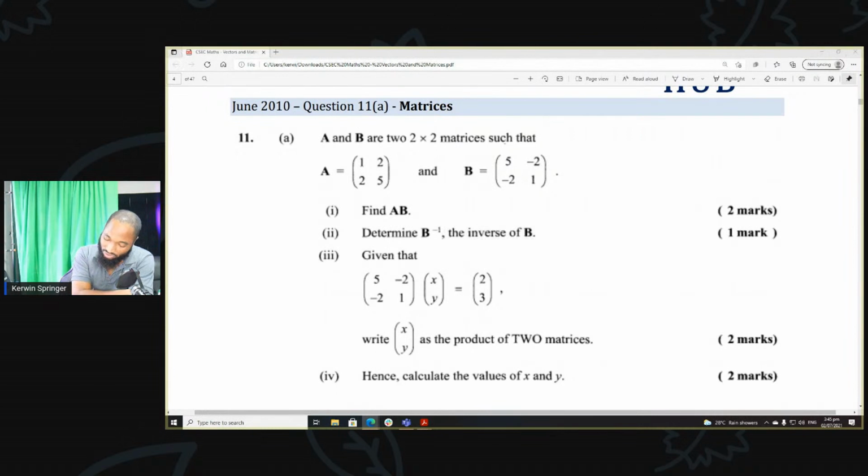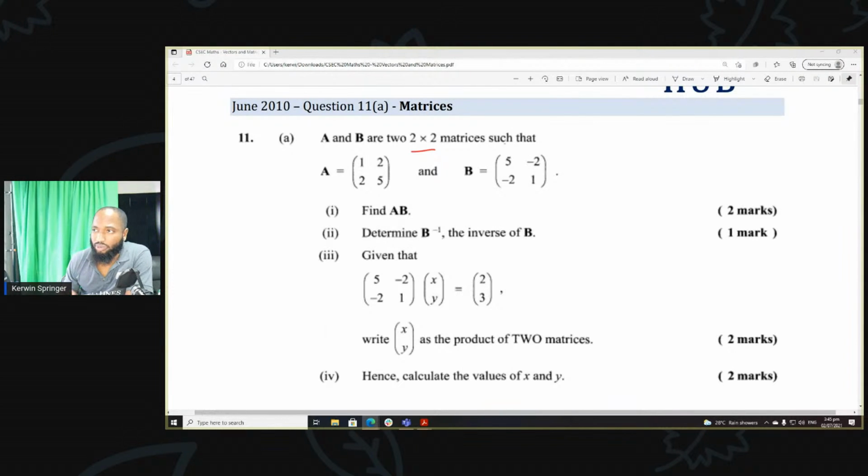A and B are two by two matrices. What's making all our noise? Let's close that, yes. Give me a little second to make sure the system is not compromised. Okay.